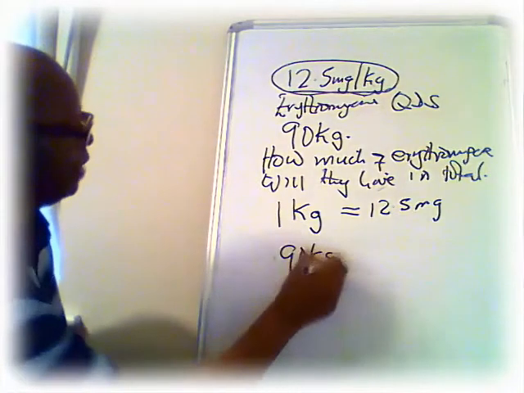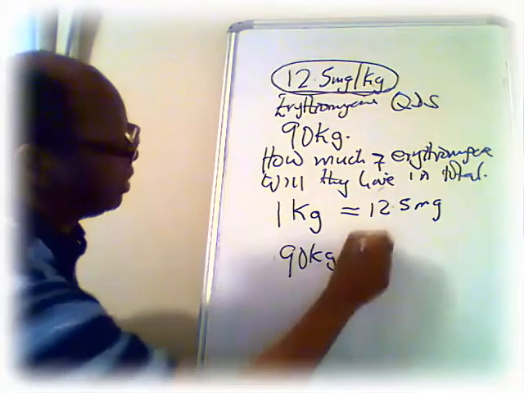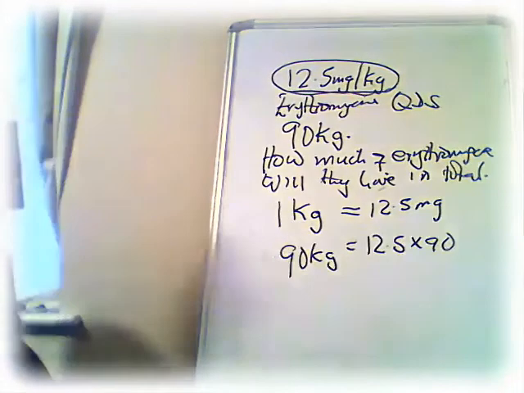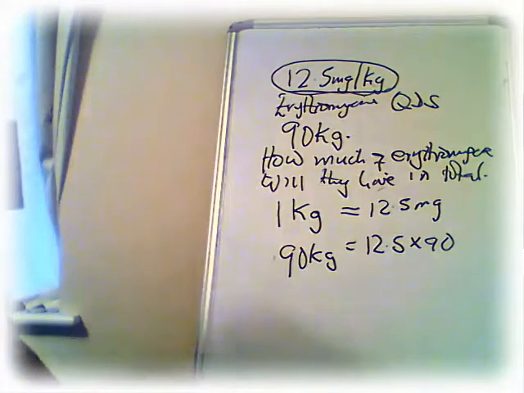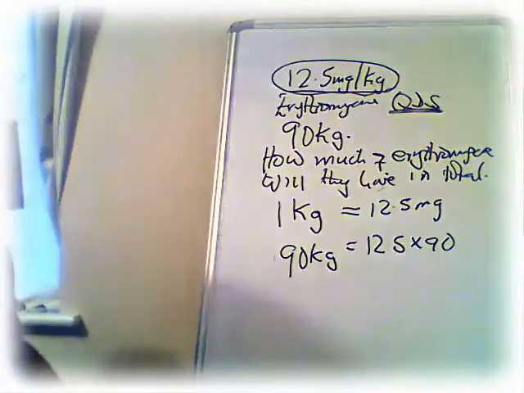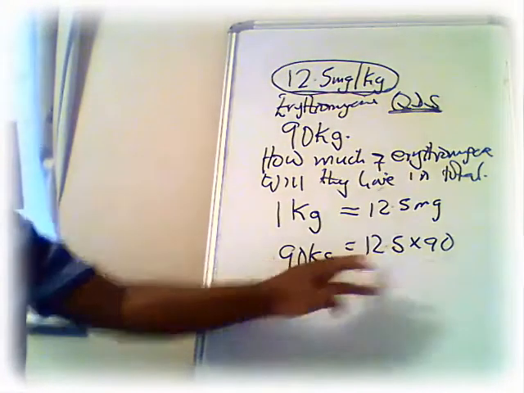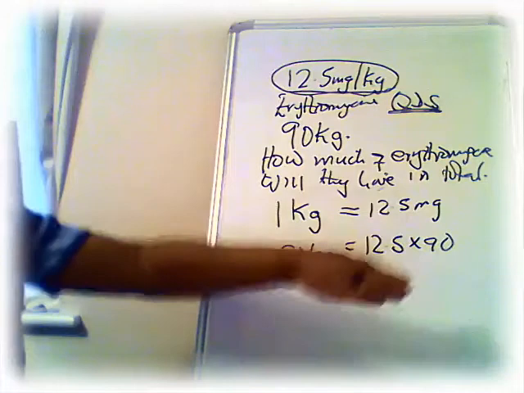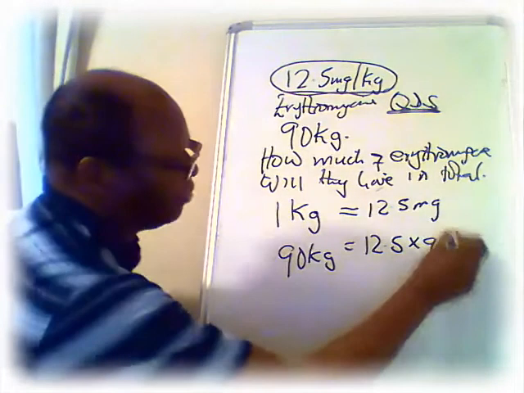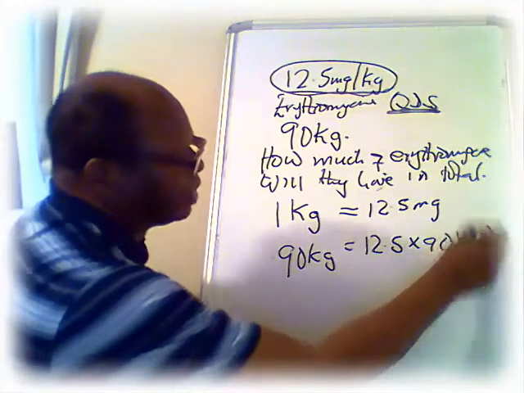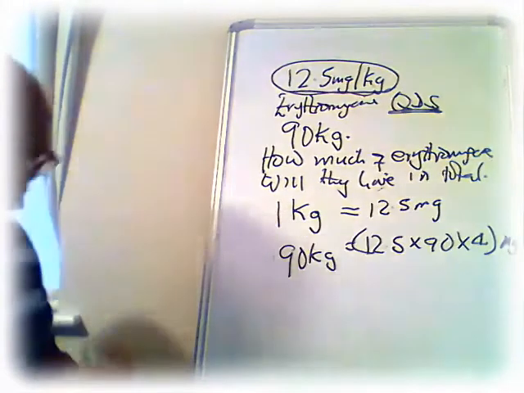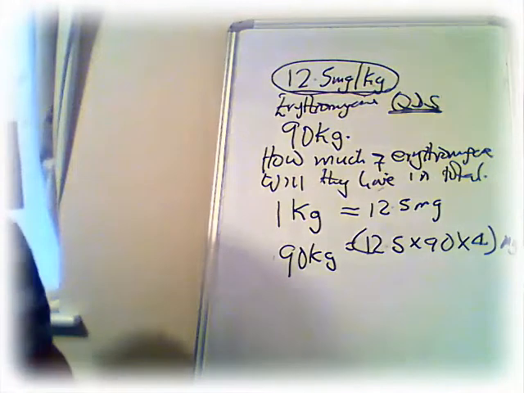Okay, so therefore we need to multiply this by 90. 12.5 times 90. Okay, but remember he is actually receiving this medication 4 times a day. So this is only the single dose, but 4 times a day, which we're going to give a total. Then we need to multiply the whole of this by 4. So the answer we get is going to be in milligrams. Okay, so that's the way we should work.